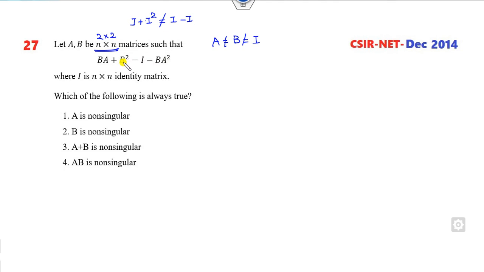Okay, look at this one. How can you make them? Just think about that. If I take B as I and A as minus I, is it satisfied? What is BA? It is A minus I, B square is plus I. It is I, B minus A square. So A square is plus I, so it's 1. So I minus I is satisfied.